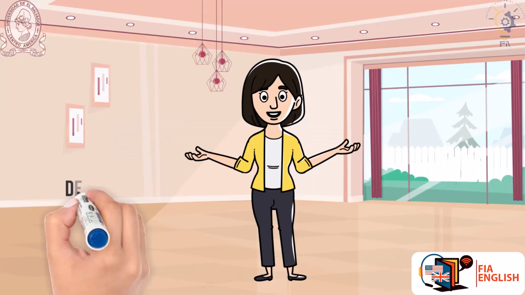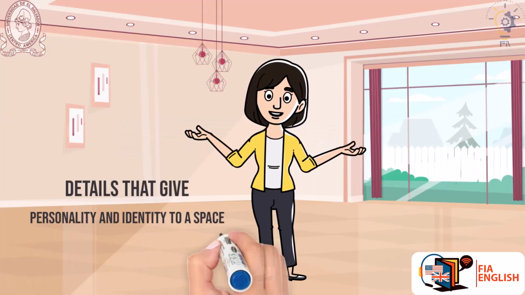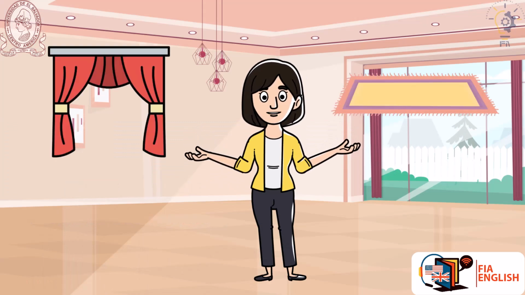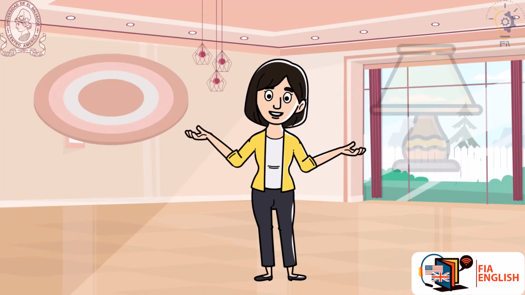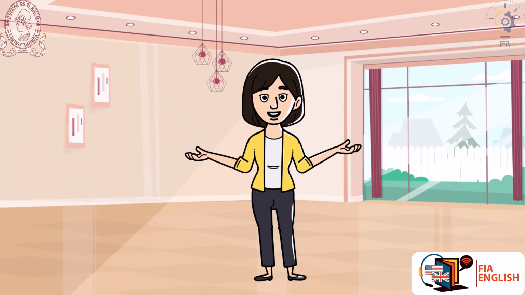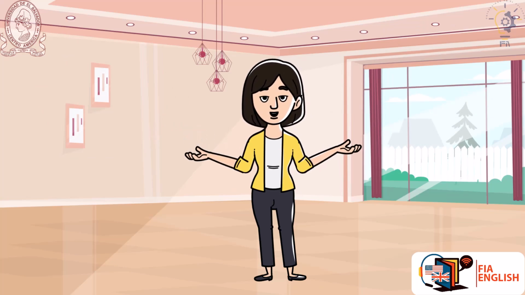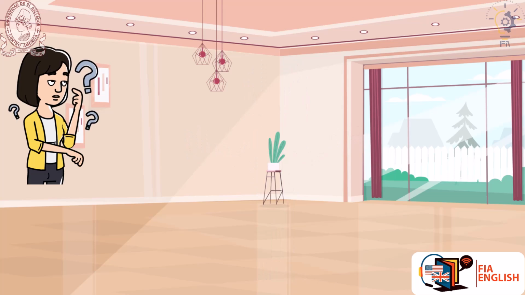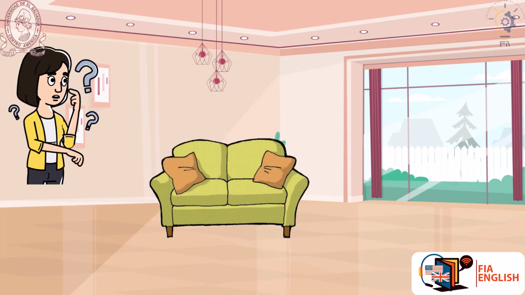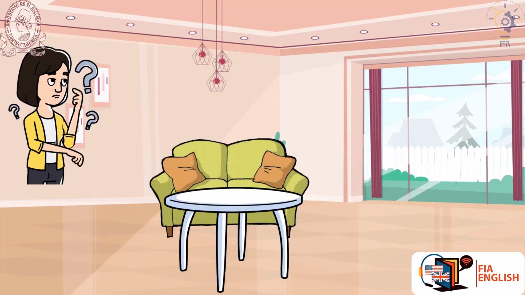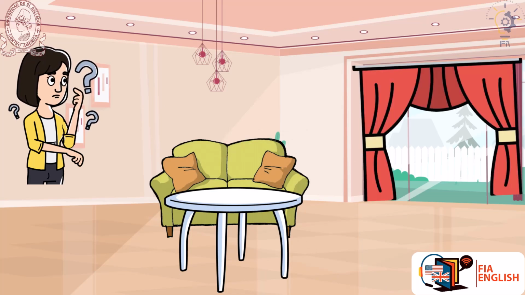It includes the details that give personality and identity to a space: curtains, carpets, rugs, lamps, cushions, mirrors, and decorative items. Without them, a house would feel empty or unfinished. For example, imagine walking into a living room with just a sofa and a table. Now, picture the same room with colorful cushions, warm curtains, and a stylish lamp. The second one feels much more inviting.